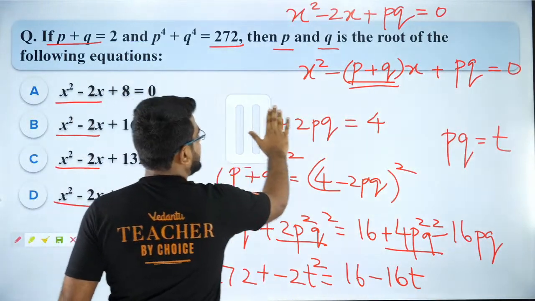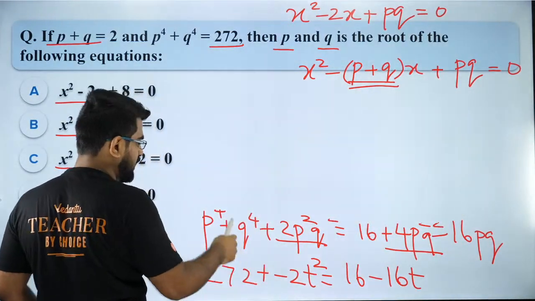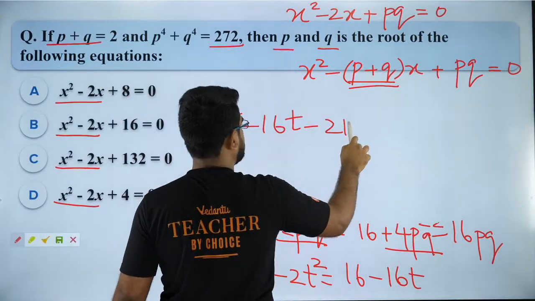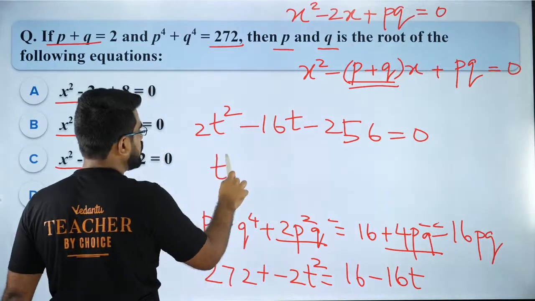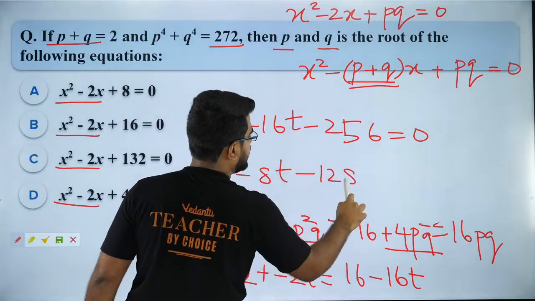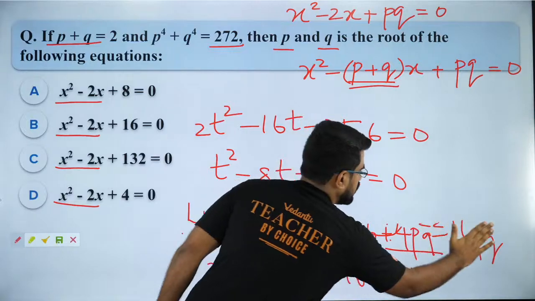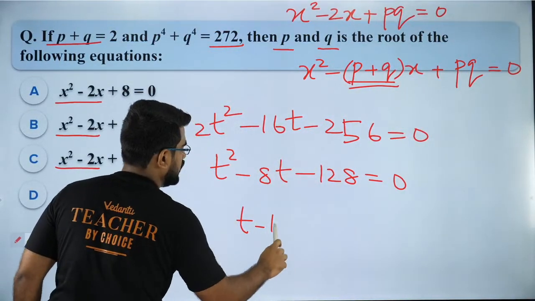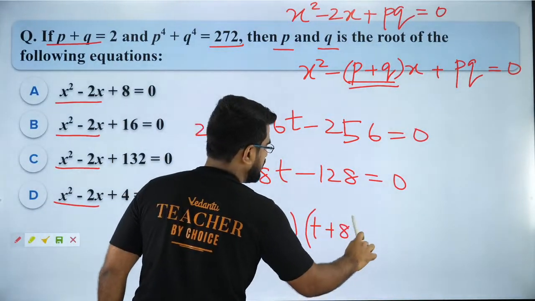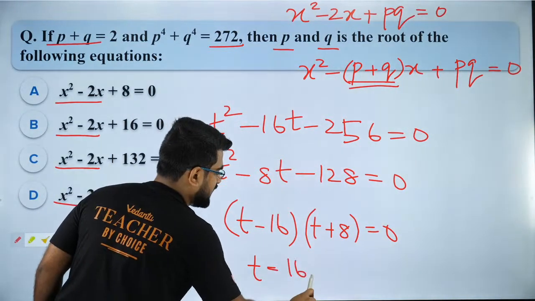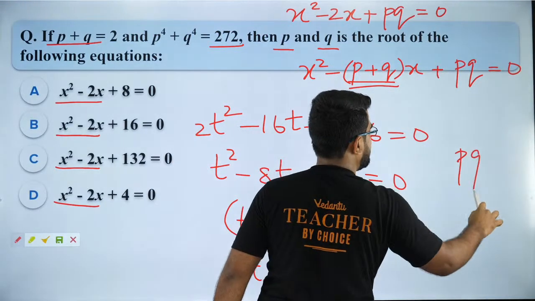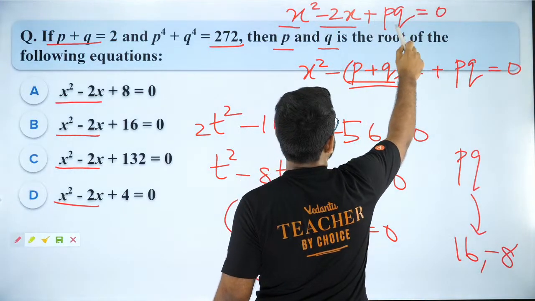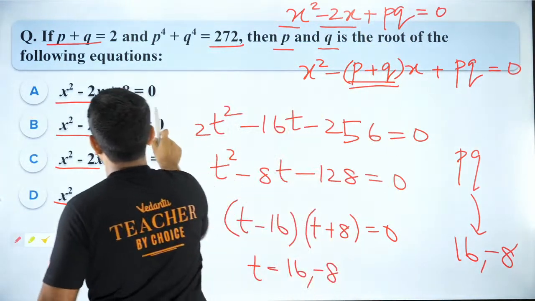So now I can solve it by simplifying it. I'll get a very nice answer. So you can do it. You'll get 2t square minus 16t minus 256 is equal to 0. So I'll get t square minus 8t minus 128 is equal to 0. So if I have to solve this, what will I get? I'll get t minus 16 into t plus 8 is equal to 0. What is t? t is equal to 16 or minus 8. So t is nothing but pq. So pq is equal to 16 or minus 8. So the answer is x square minus 2x minus 8 or x square minus 2x plus 16. So this is the answer.